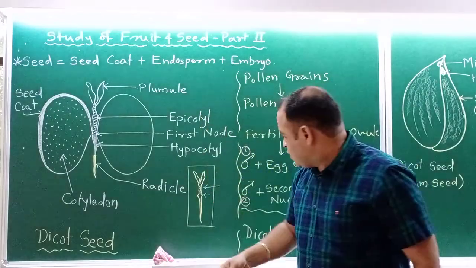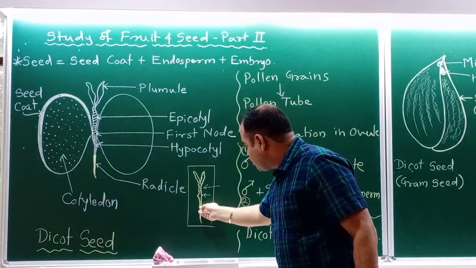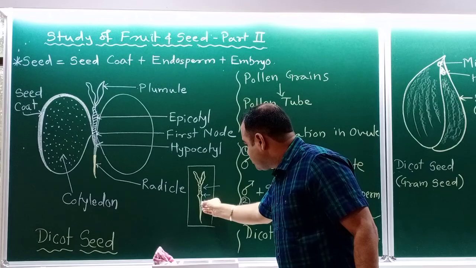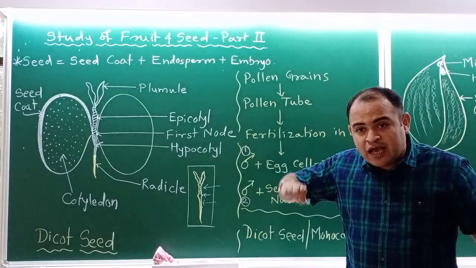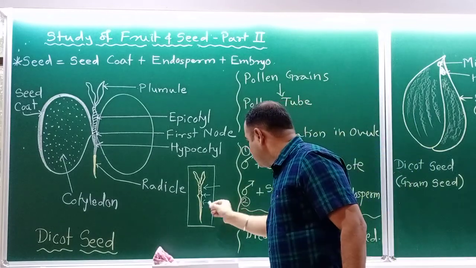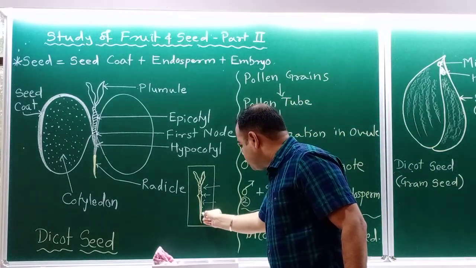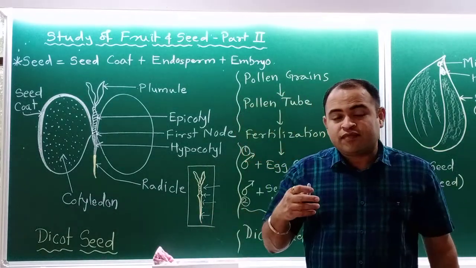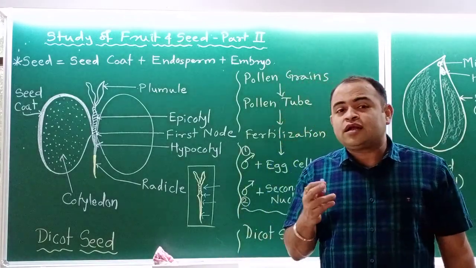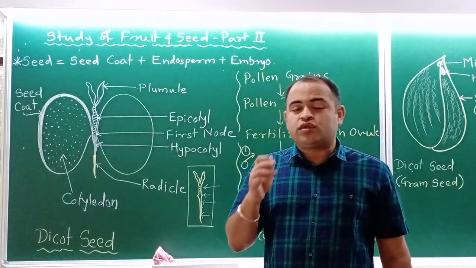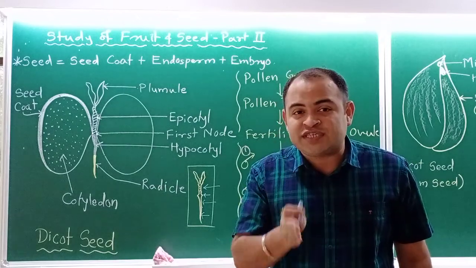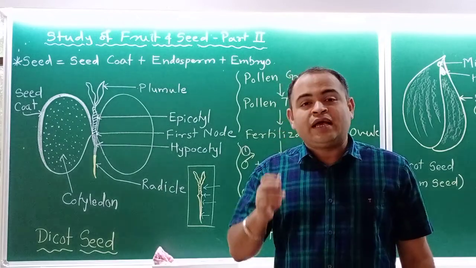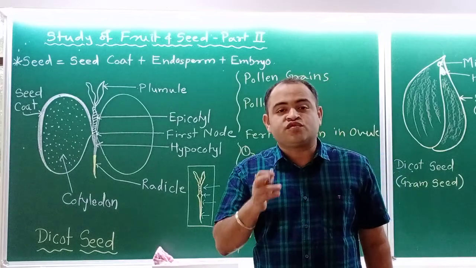epicotyl. The part similarly which is present between radicle and first node is called hypocotyl. This much part I can say is radicle. The radicle always grows first. You remember this sentence. I can use this sentence while framing the MCQs. You should remember this. Radicle always grows first.